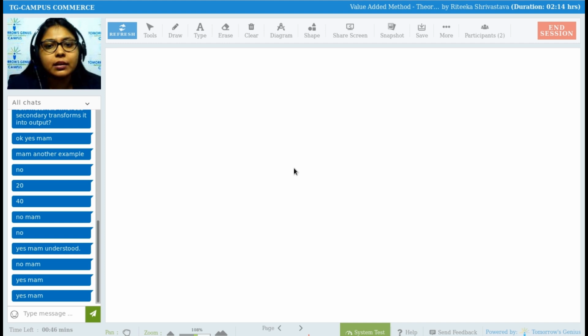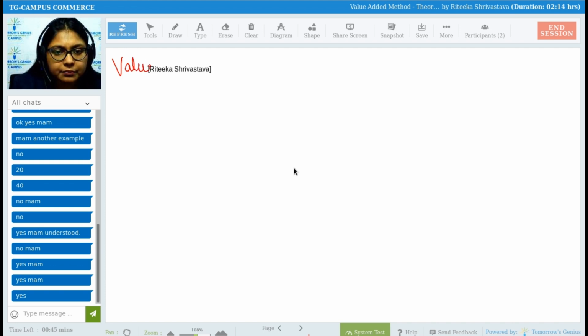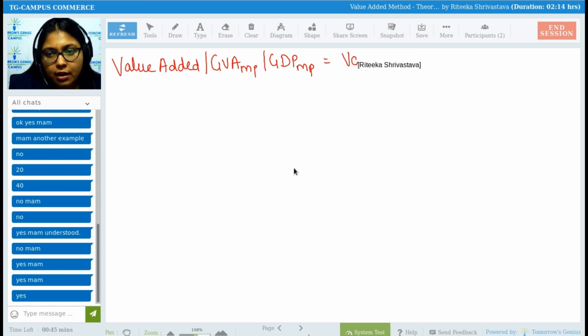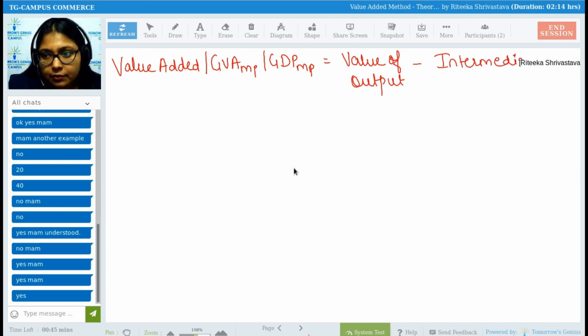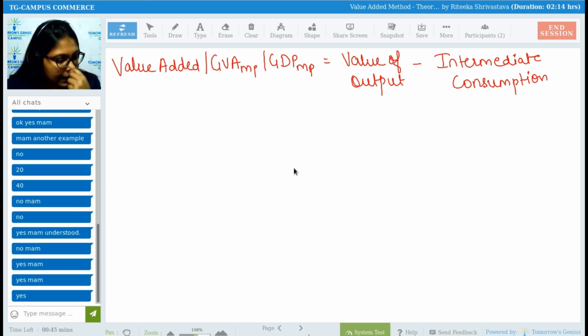Okay, let us continue. Are you there? Okay, fine. So all the very important formulas. First of all, starting with value added. It can be called GVA at MP. It can also be called GDP at MP. The formula is value of output minus intermediate consumption.